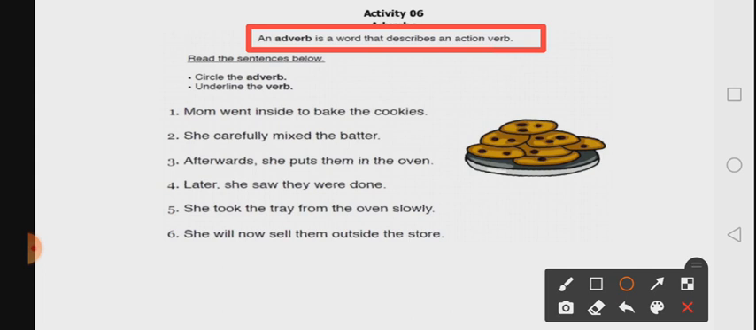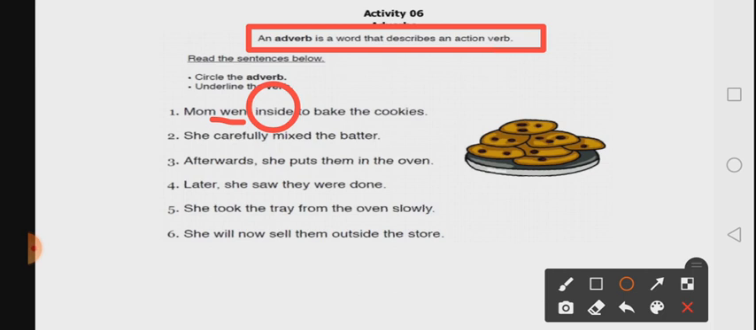Let us identify. Mom went outside to bake the cookies. Dear students, in this sentence, went will be the verb and outside will be the adverb of place. This sentence is telling us that the mother went outside. So went will be the verb. And where did she go? She went outside, which is telling us about the place. So it will be the adverb of place.